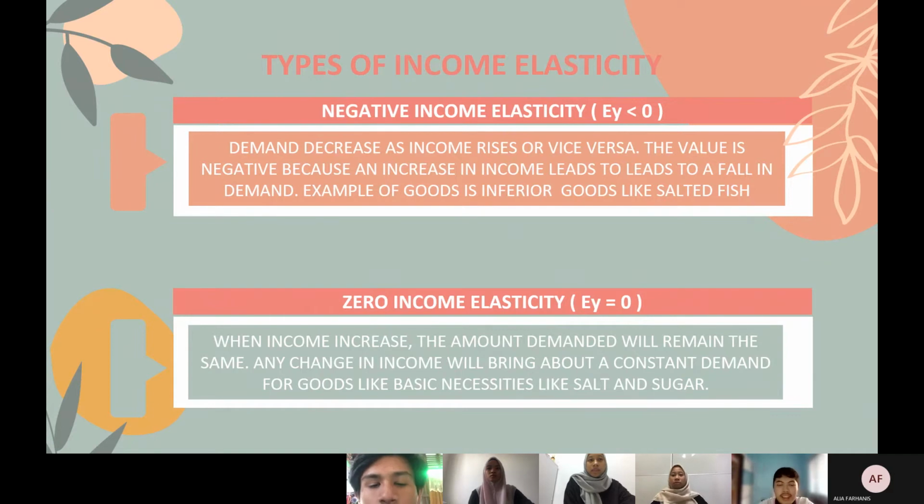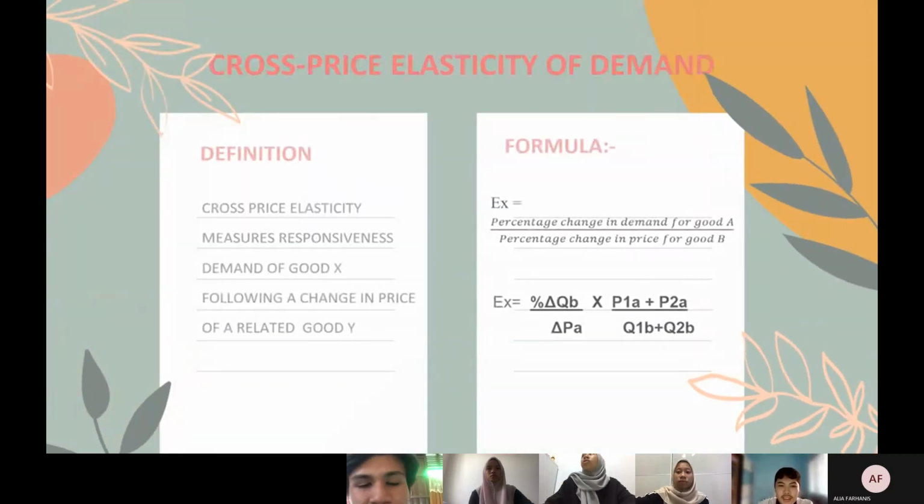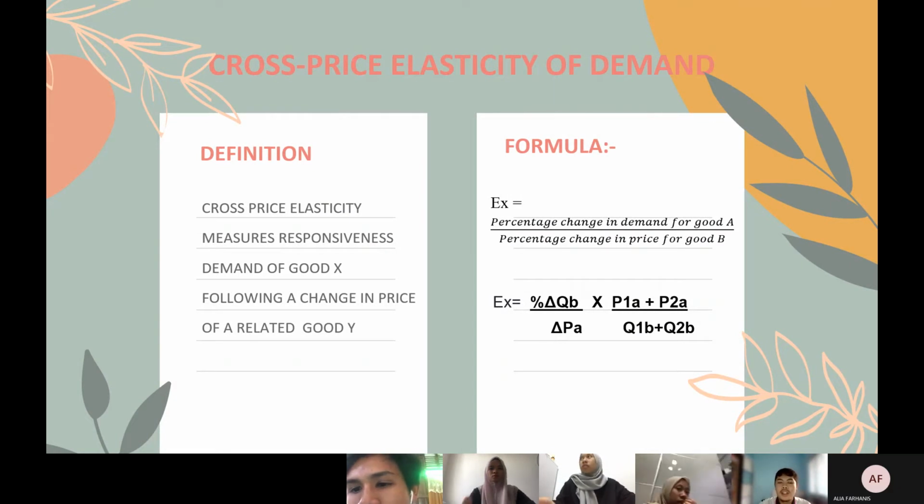Okay, thank you Ara. The next one is the cross price elasticity of demand. The definition is the cross price elasticity measures responsiveness of demand of good X following a change in price of a related good Y. So as we can see, the formula is EX equals percentage change in demand for good A divided by percentage change in price of good B.